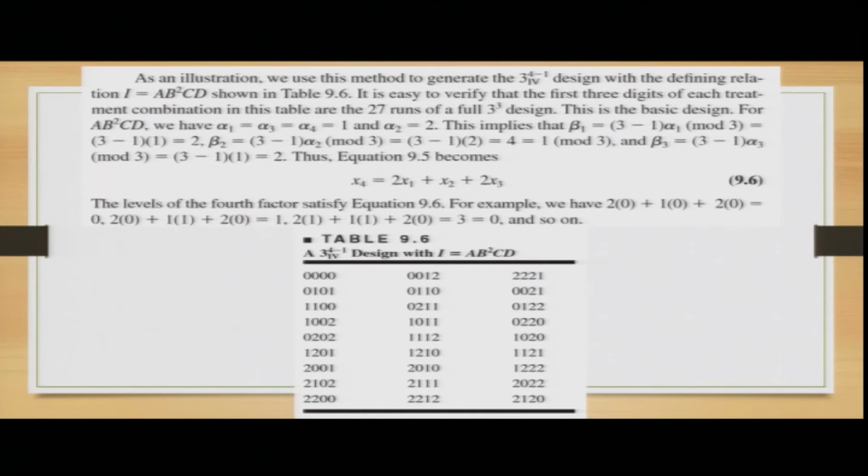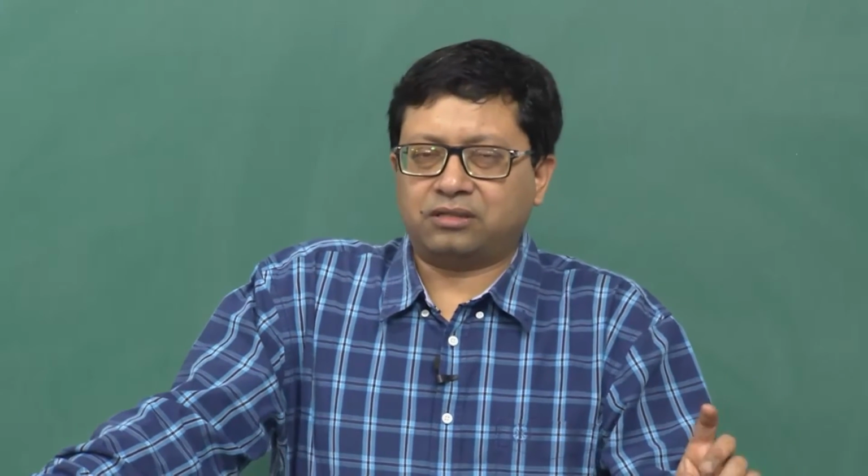As an illustration, we use this method to generate the 3 to the power 4 minus 1 design with the defining relationship as the indicator function a b square c d. It is easy to verify that the first 3 digits of each treatment combination in this table are the 27 runs of the full 3 to the power 3 design. Based on that we are trying to get the maximum throughput in order to help us predict at the highest level. This is the basic design.